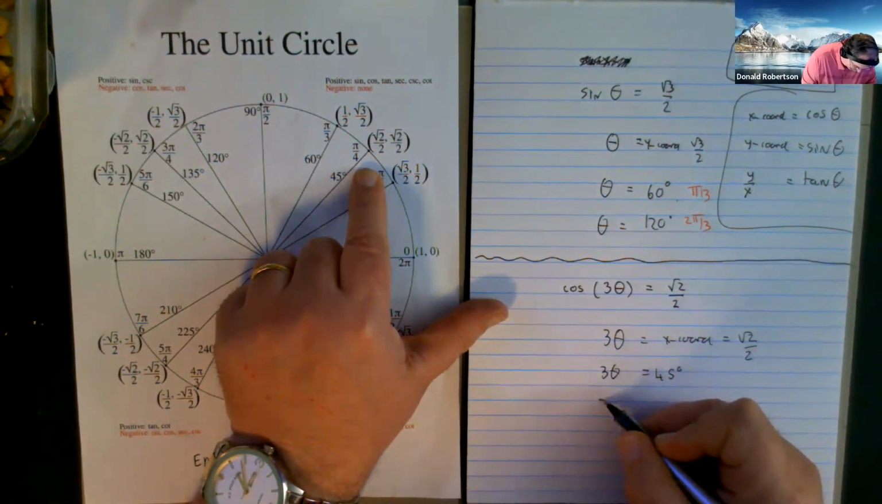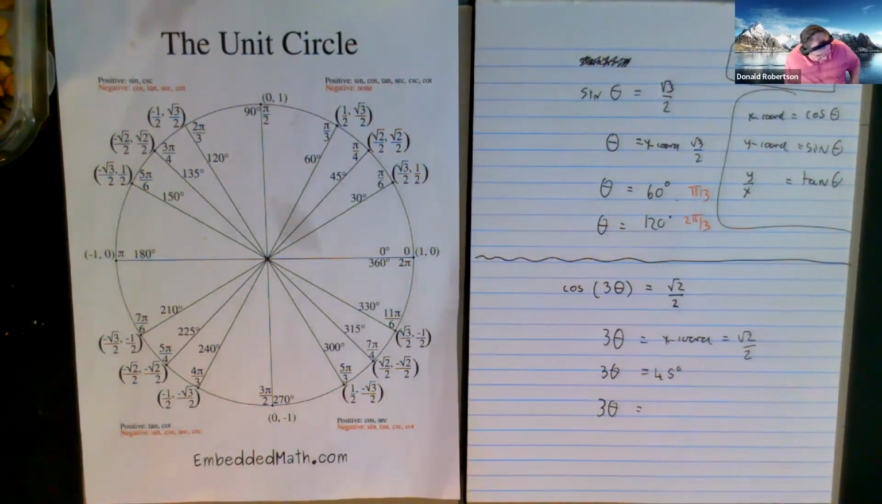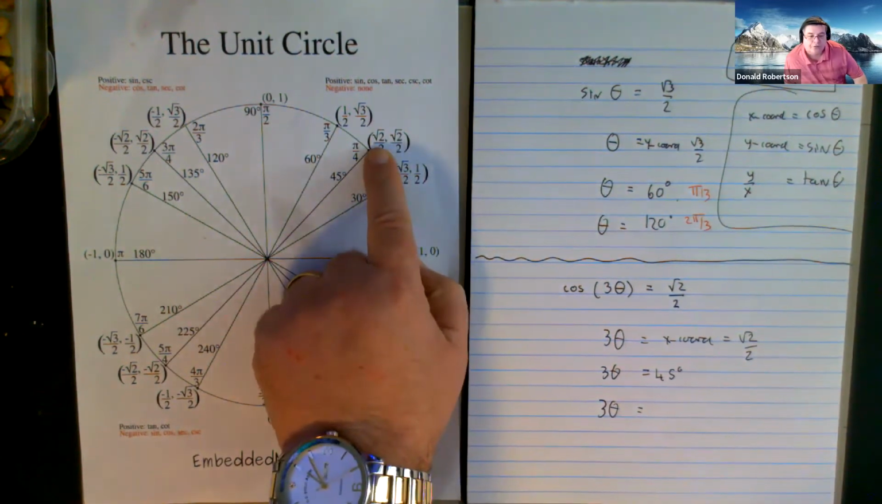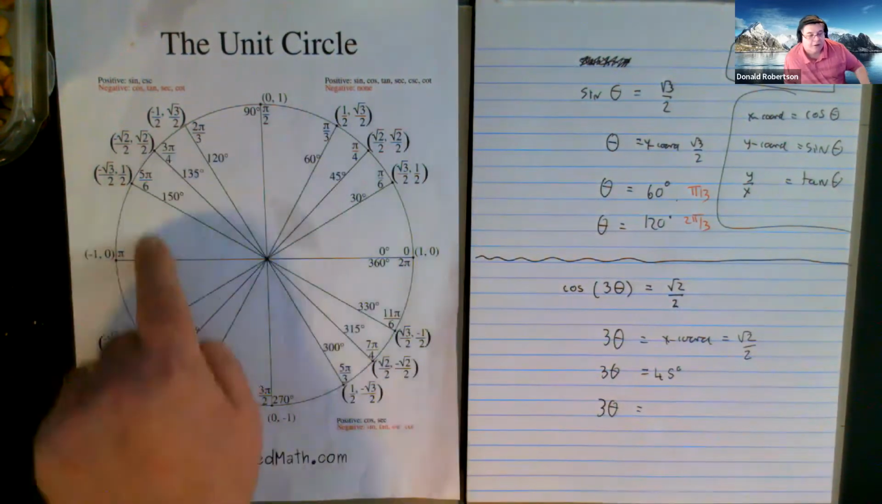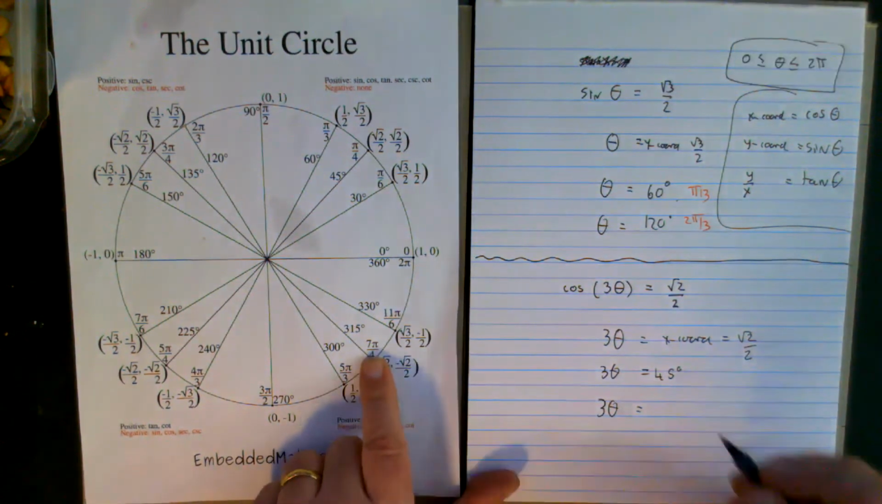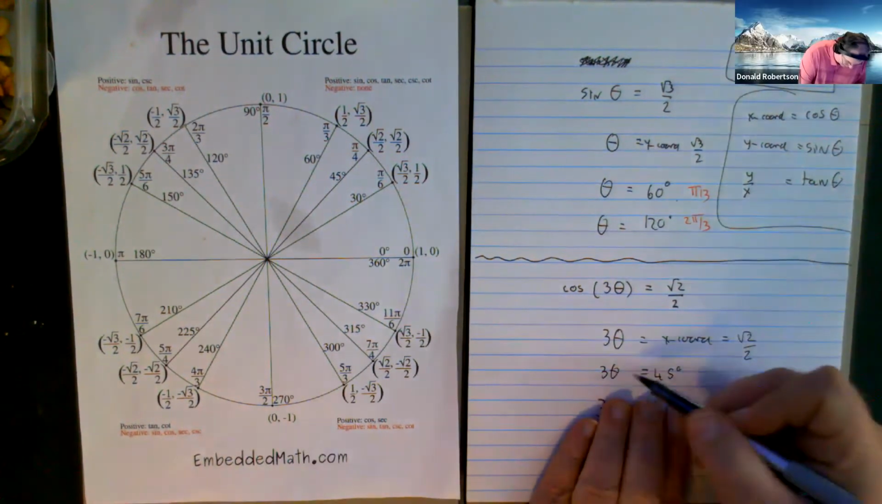And I'm also going to get somewhere else. 45 degrees has an x coordinate of √2 upon 2. On my unit circle, where's the second answer going to live? Do you see it there? 315. Now, 3 theta is that.